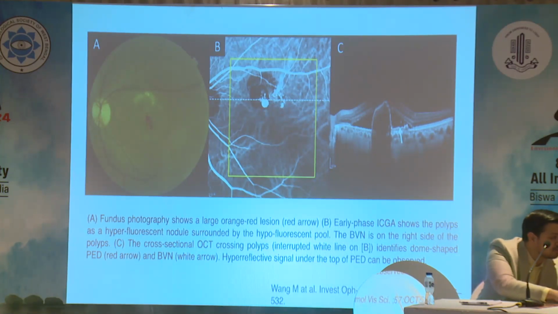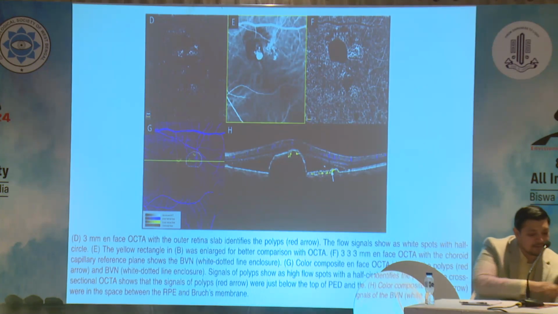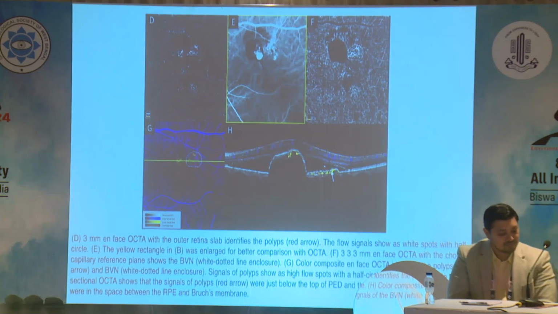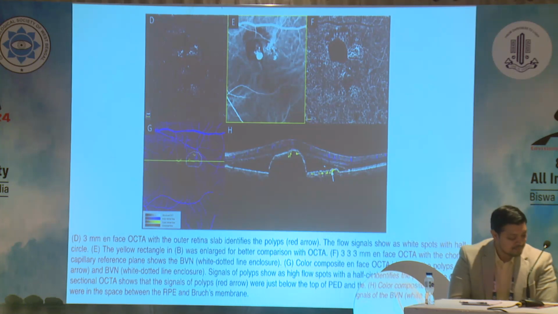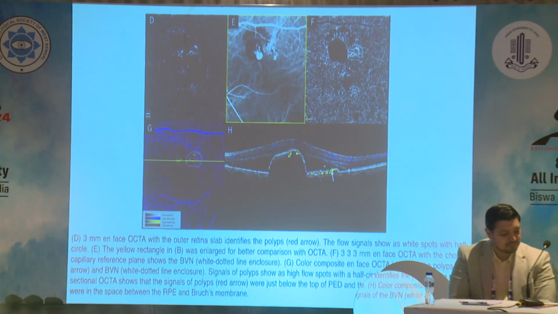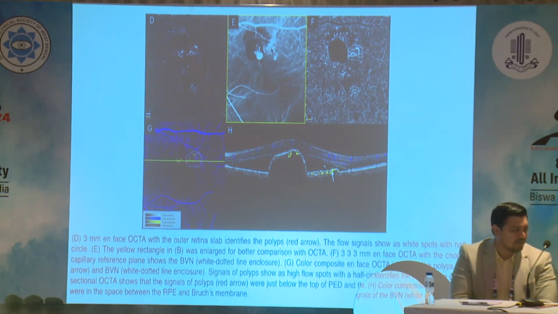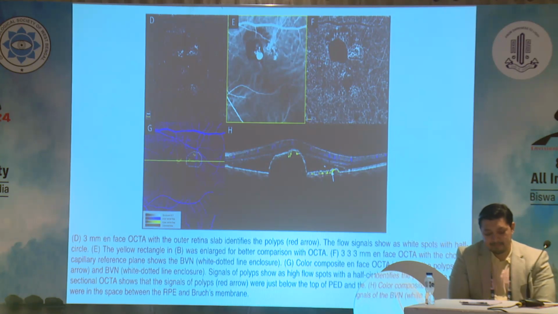Now this same picture we compared in the study, they compared with the OCTA images. So the OCTA images which is done at the outer retinal slab, you can see this marker. So you can see that at the D slide, there is this white half circle which is corresponding to the area of the polyp which is seen in the ICG.